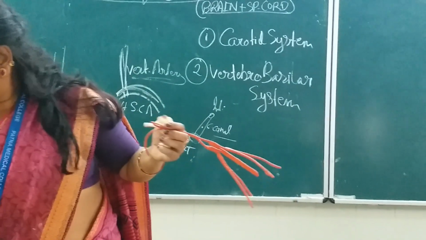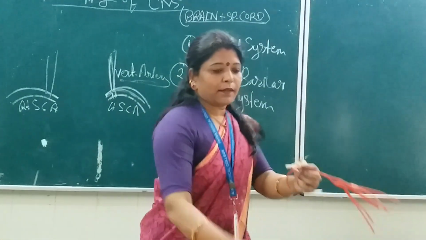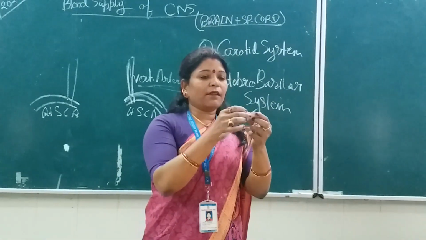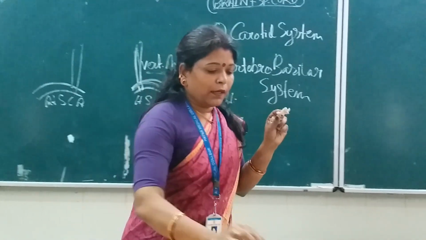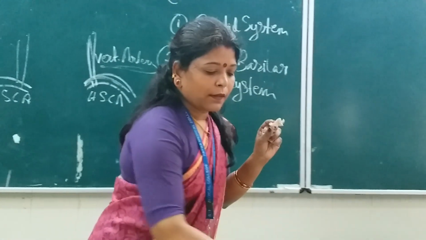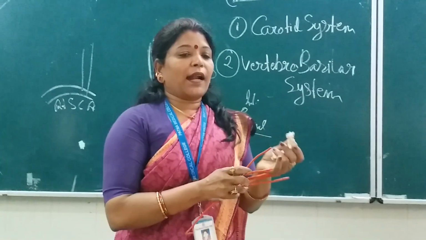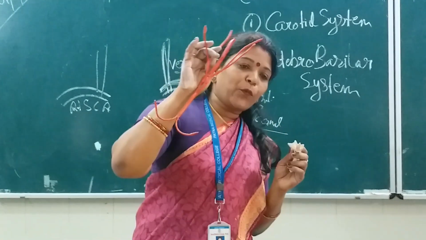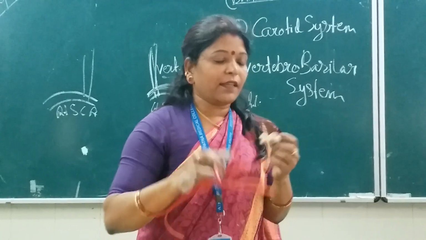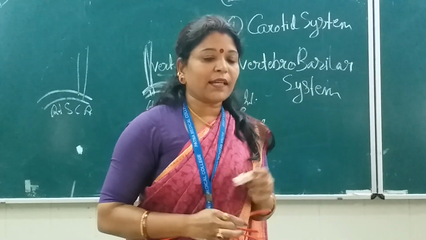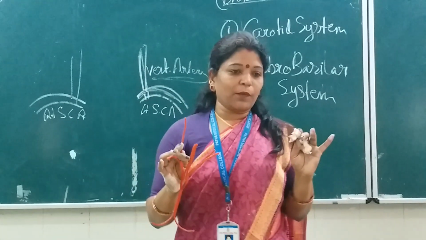So these are some... Look here. These are some cervical vertebrae that I have brought today to explain to you how the vertebral artery in pair ascends upwards towards the cranial cavity. How many cervical vertebrae are there? There are 7 cervical vertebrae, isn't it?